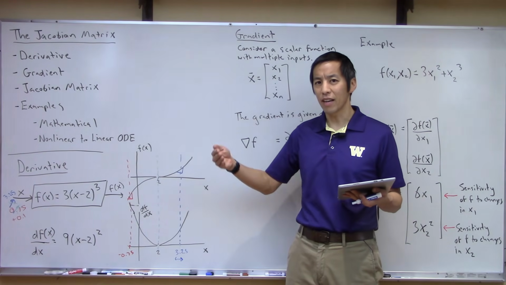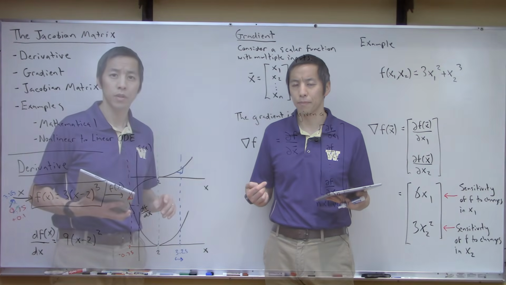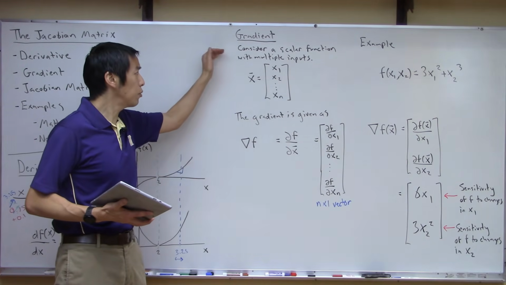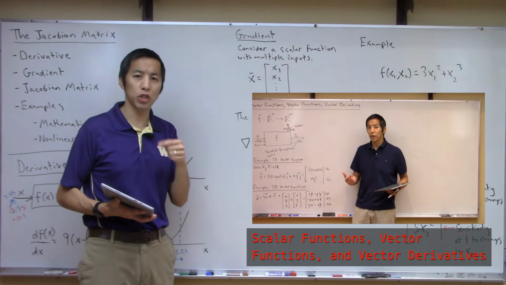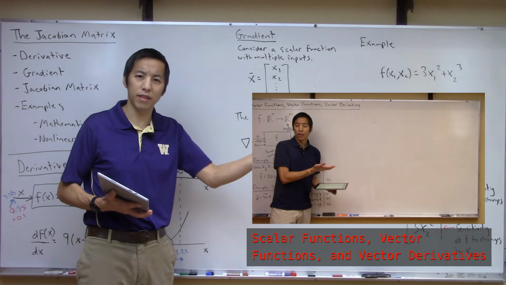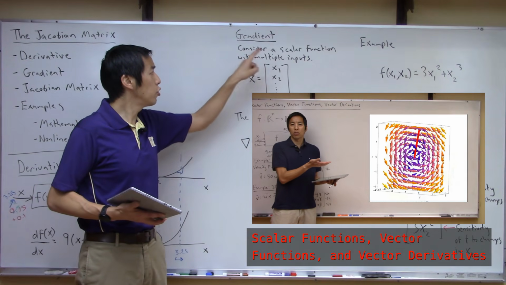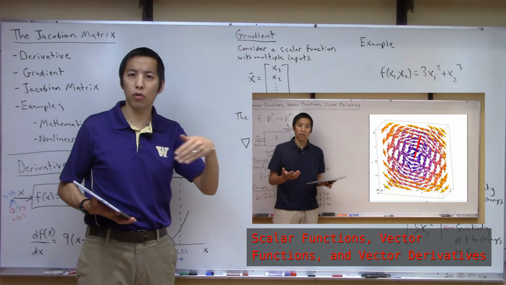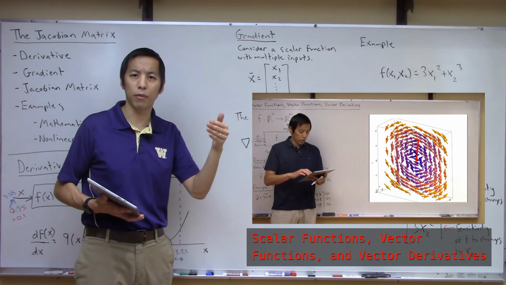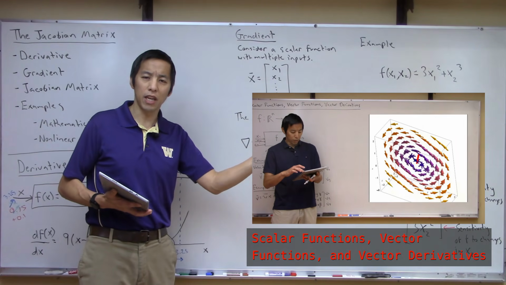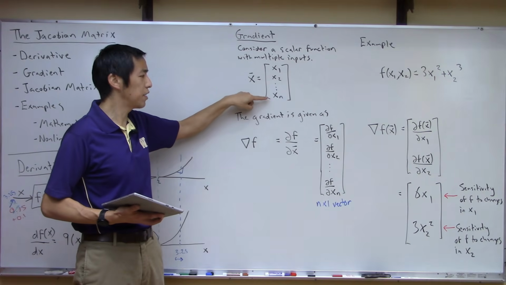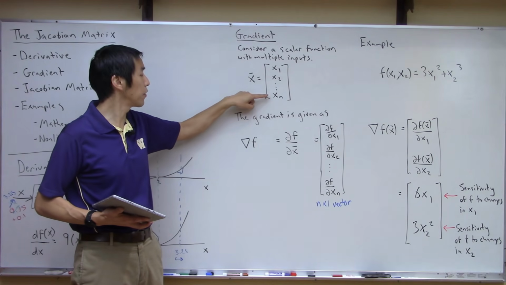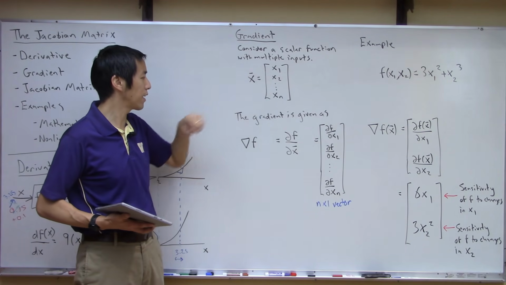Let's extend this idea now to the idea of a gradient. Remember, the idea with the gradient is that we still consider a scalar function, meaning the function still outputs a single variable, but now you could have potentially multiple inputs or multiple independent variables feeding into the function. So in this case, let's say there are n different inputs to this function, x1, x2, all the way down to xn.